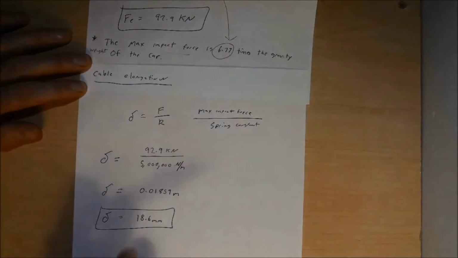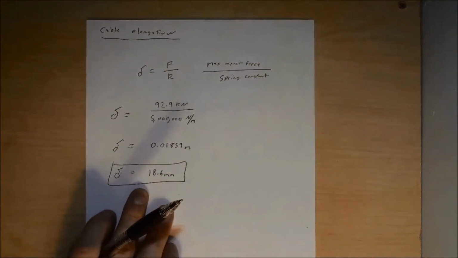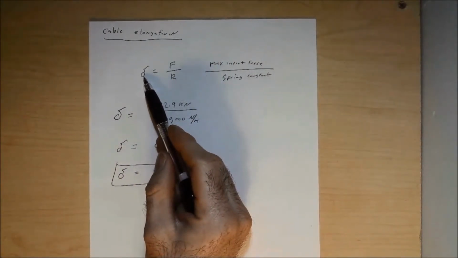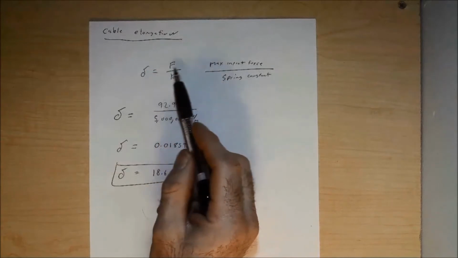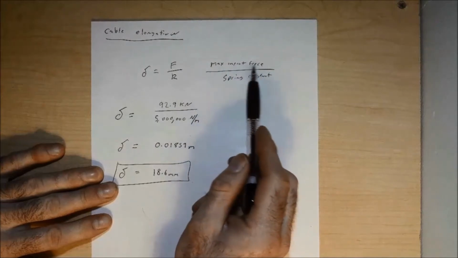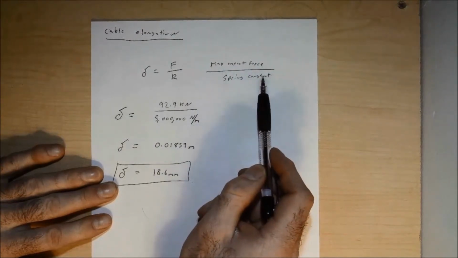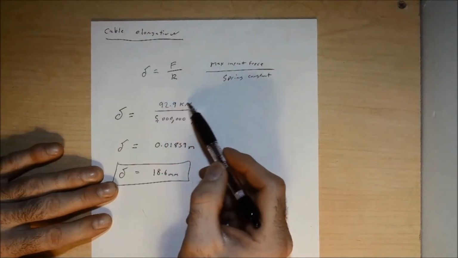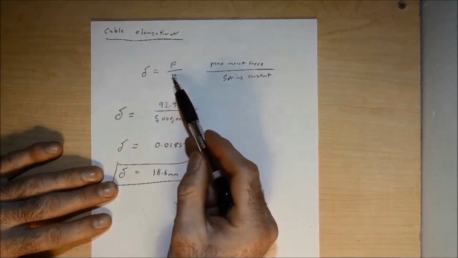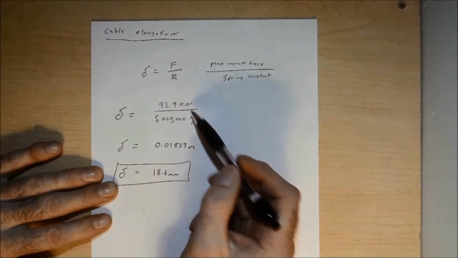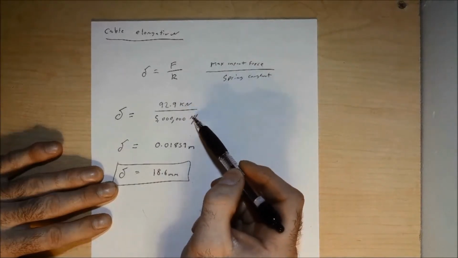From there, the next thing they asked us to solve for in the problem, part 2, was the cable elongation. In order to solve for this elongation, we can go back to the same relationship we've seen before for our delta, where our delta is equal to, in this case, F over our K, where F is the maximum impact force, divided by the spring constant. So we plug in our known values. We've just solved for this maximum impact force, 92.9 kilonewtons. And we know that our K value, in terms of meters, is 5 million newtons per meter. So again, make sure we understand we're in kilonewtons and newtons and plug in correctly into our calculator before we solve this.